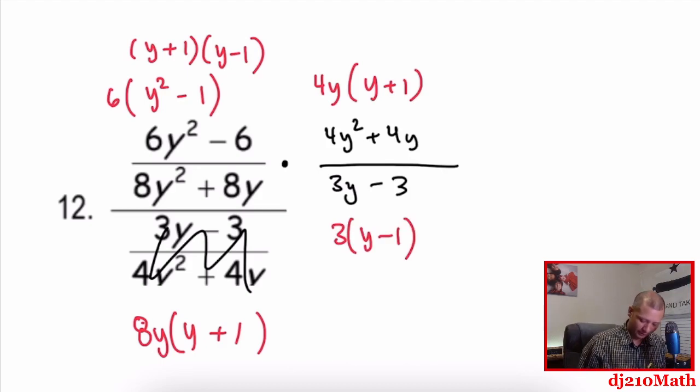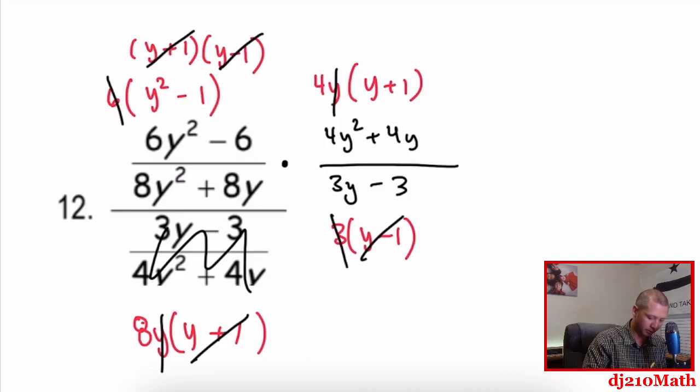Let's see if we can start canceling things out. So first thing I see, y minus 1, top and bottom. Y plus 1, top and bottom. Single y. 3 goes into 3 once, 3 goes into 6 twice. 4 goes into 4 once, 4 goes into 8 twice. 2 up top, 2 in the bottom. Okay, what the heck is left over?